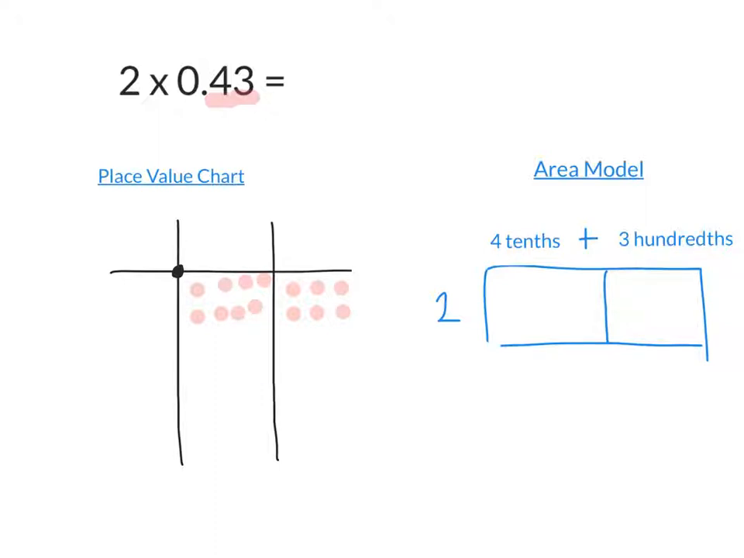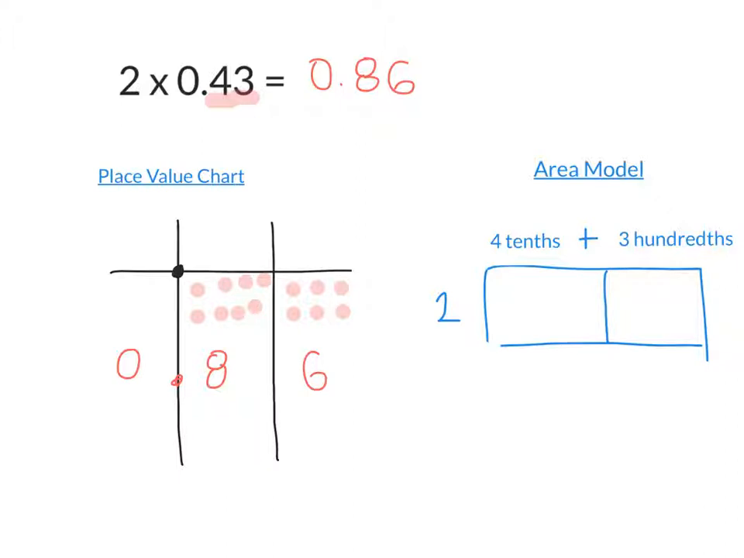So altogether, how many tenths do I have? Okay. How many hundredths do I have? 6. So 2 copies of 43 hundredths is 0.86. Again, that's applying what we just talked about in the previous slide to use a place value chart. Now let's talk about an area model.